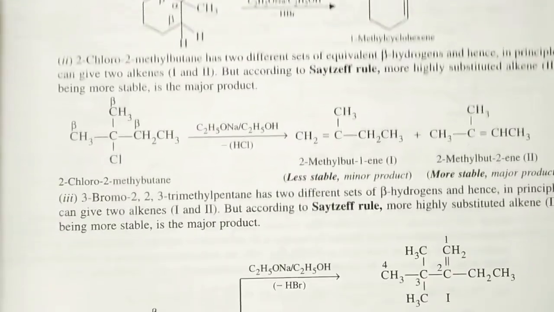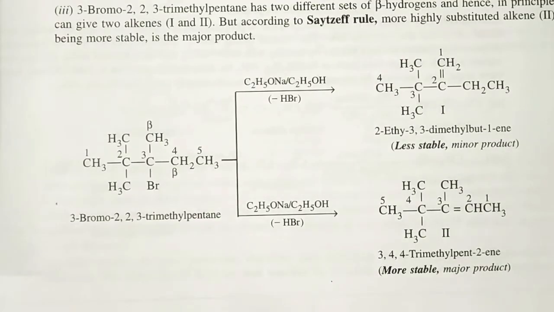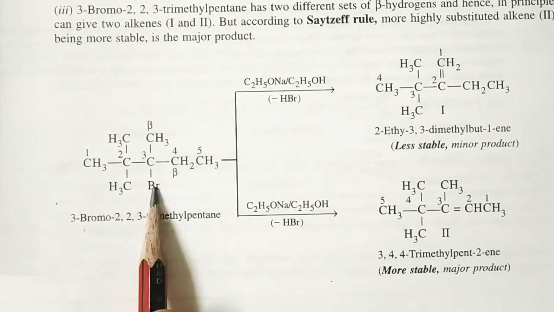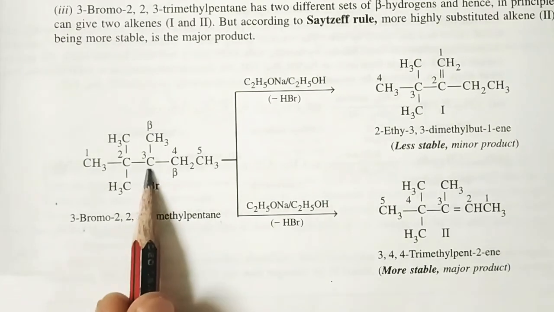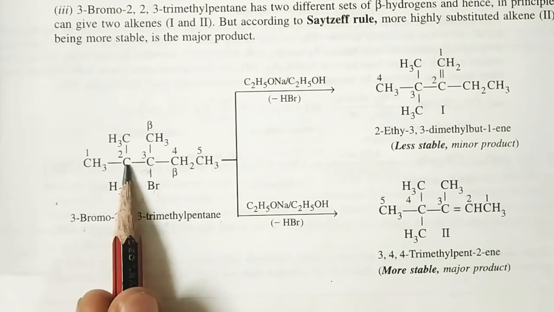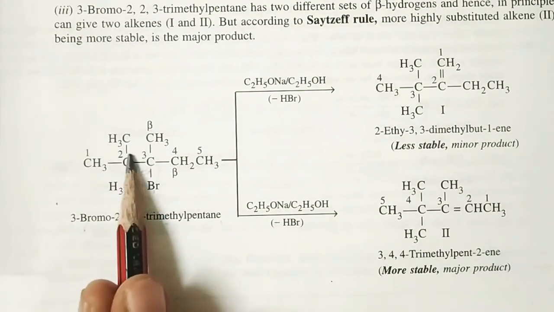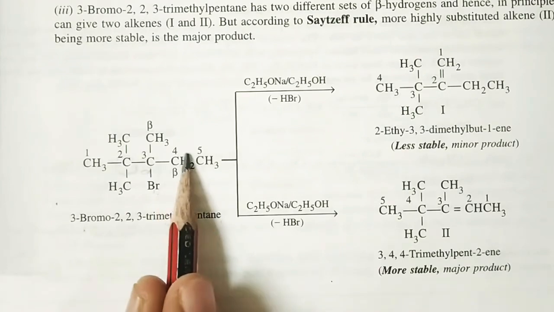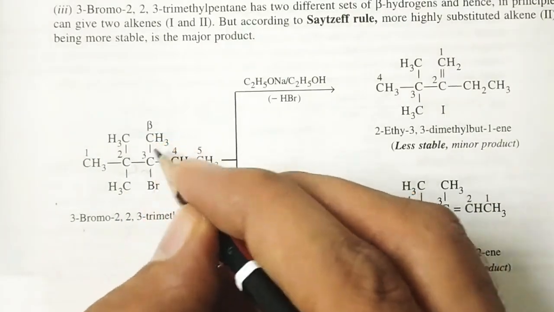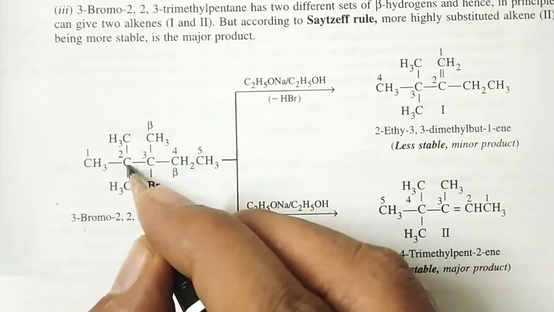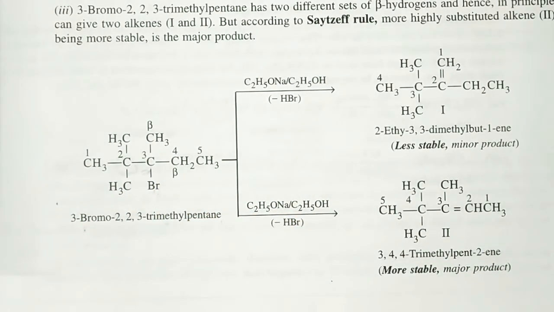Now the next question is 3-bromo-2,2,3-trimethylpentane. The bromine-connected carbon is alpha. Here one side has no beta hydrogen, so only one side counts. How many positions do we have to observe? Two beta positions. The position is definitely beta, but there is an absence of hydrogen.